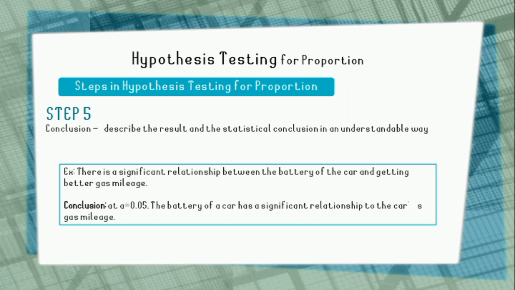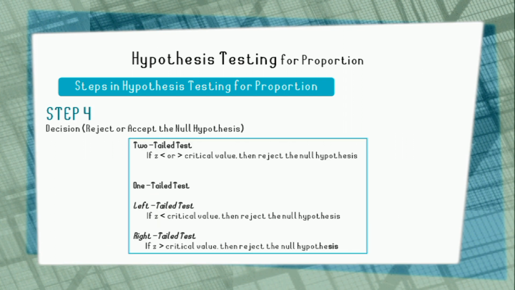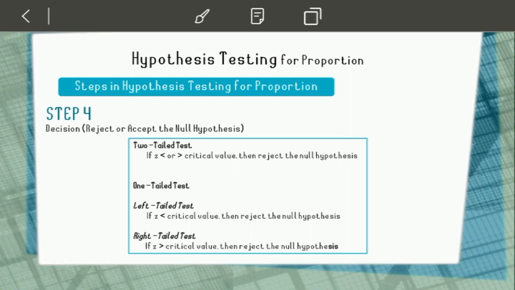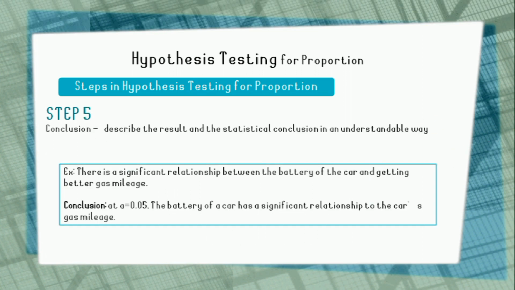So, ang conclusion natin, at alpha is equal to 0.05, itong alpha, 0.05, ayan yung significance level natin. So, kailangan pa rin nating ilagay dyan yung significance level natin. So, at alpha is equal to 0.05, the battery of a car has a significant relationship to the car's mileage. So, let's try an example.